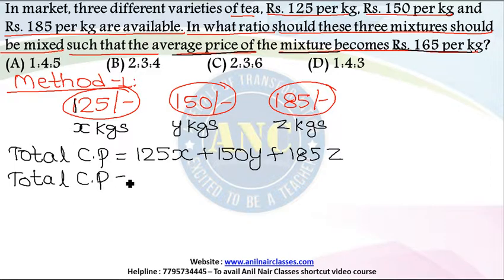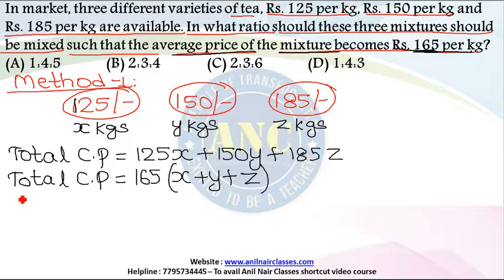Total cost price can also be expressed as follows. The total number of kgs I have is X kgs of first variety, Y kgs of second variety, Z kgs of third variety, so the total is x plus y plus z kgs, and the mixture price becomes 165 rupees per kg. For 1 kg it is 165. For x plus y plus z kgs it is 165 into x plus y plus z. Now both are representing the same parameter, total cost price.